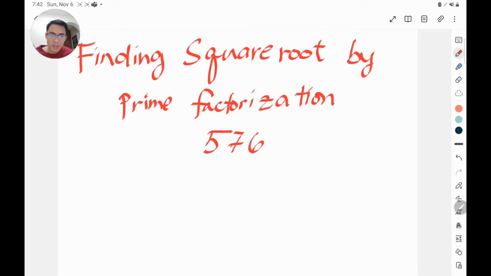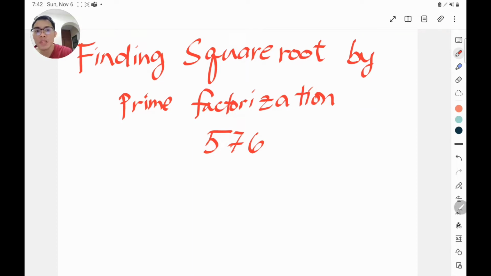Good evening, students. So today we will be studying how to find the square root of a number using prime factorization. We are only talking about numbers that are perfect squares here. We're going to be talking about different numbers next time, but for now we are finding the square root of perfect square numbers. So basically 576 is a perfect square number. However, we need to know what is the square root of that 576, and we're going to use the prime factorization method.